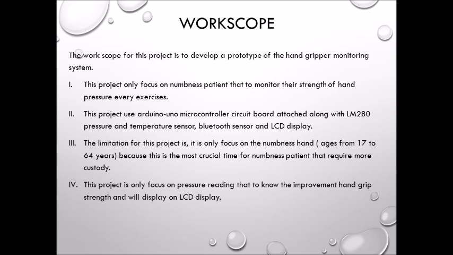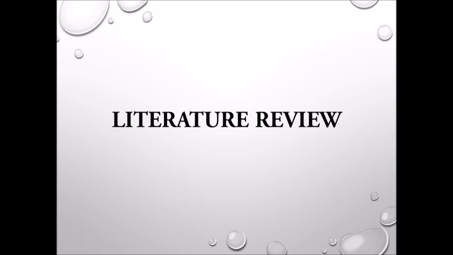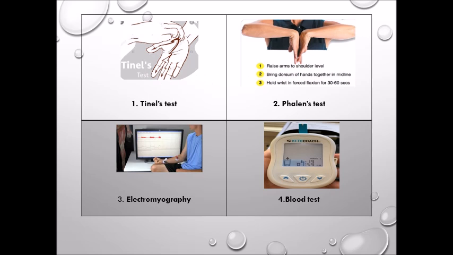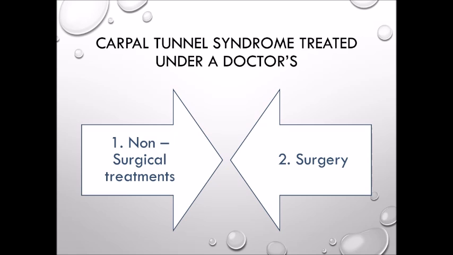Literature review. In this topic, we cover treatment that can be done by ourselves or with a doctor. Firstly, self-testing, which is the sinus test, Phalen test, electromyography, and blood test. Carpal tunnel syndrome treated under doctors has two types: non-surgical treatments, and secondly, surgery. For non-surgical treatment, it has five ways: splinting, avoiding daytime activities that may provoke symptoms, over-the-counter drugs, prescription medicine, and lastly, alternative therapies.